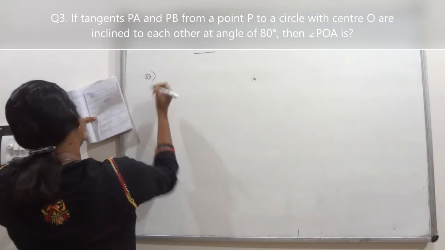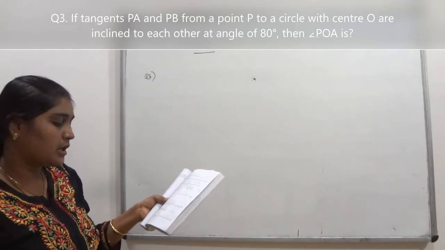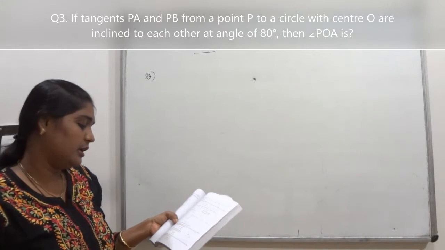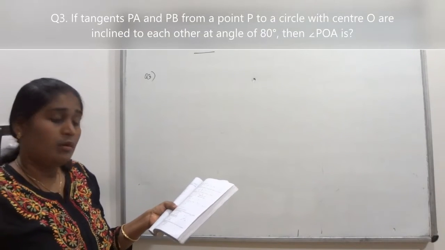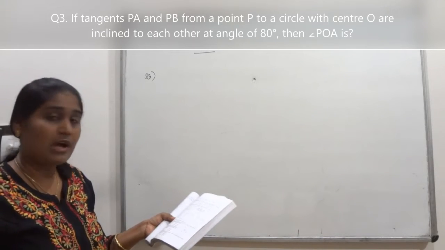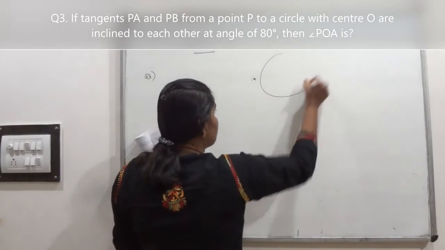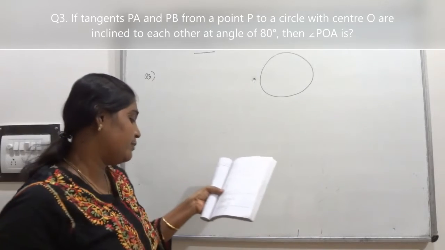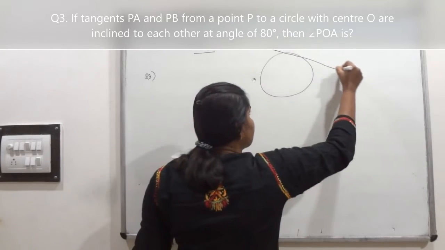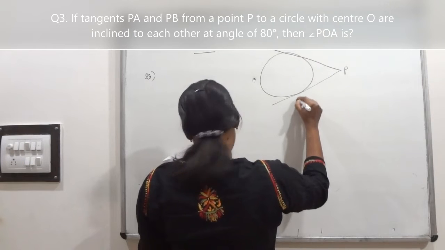Question number 3. If the tangents PA and PB from a point P to a circle with center O are inclined to each other at an angle 80 degree, then find out angle POA. You have to find out the angle value POA from the given options. So draw the figure for the statement. PA and PB from the point P. That means P is an external point. From that external point, two tangents are drawn, that is PA and PB.